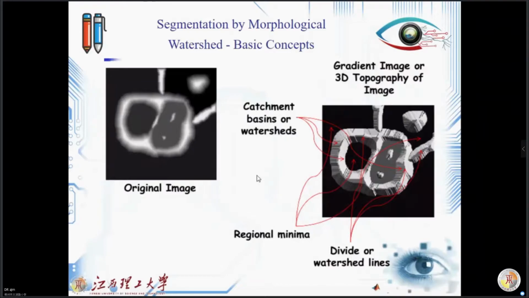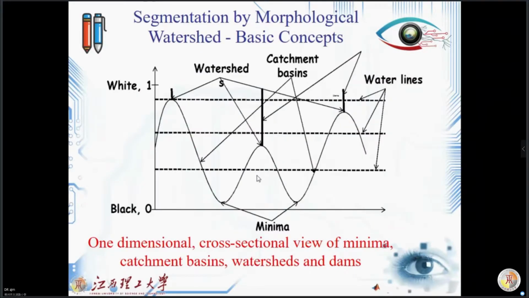Again, I mentioned this photo, which shows the morphological watershed ability. Here we can even see the graph, which shows the black, white, and minima of our image. And here we show the watershed, catchment basin, and watershed lines as the level. You will see a one-dimensional cross section of the minimum, catchment basin, watersheds, and dam in this image.